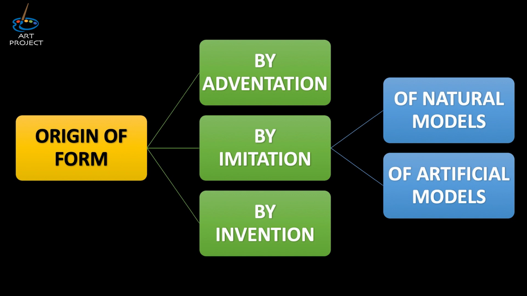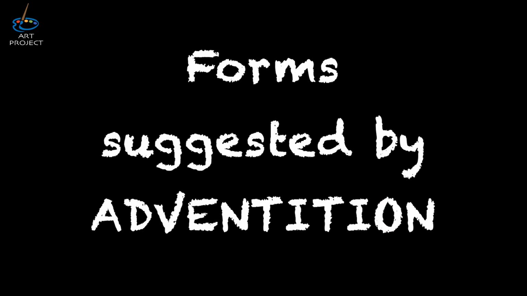Origin of form. By adventition, by imitation, by invention. Of natural models, of artificial models. Forms suggested by adventition. The suggestions of accident, especially in the early stages of art, are often adopted and become fruitful sources of improvement and progress. By such means the use of clay was discovered, and the ceramic art came into existence.